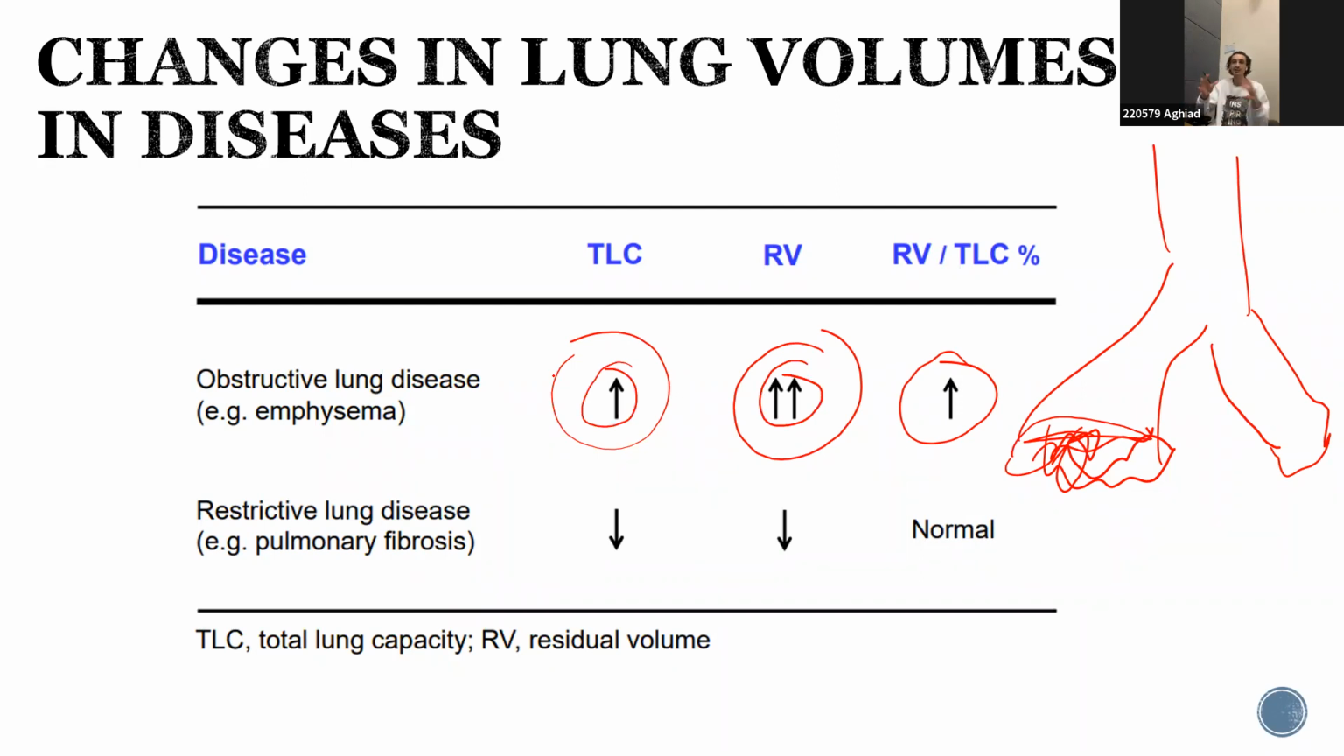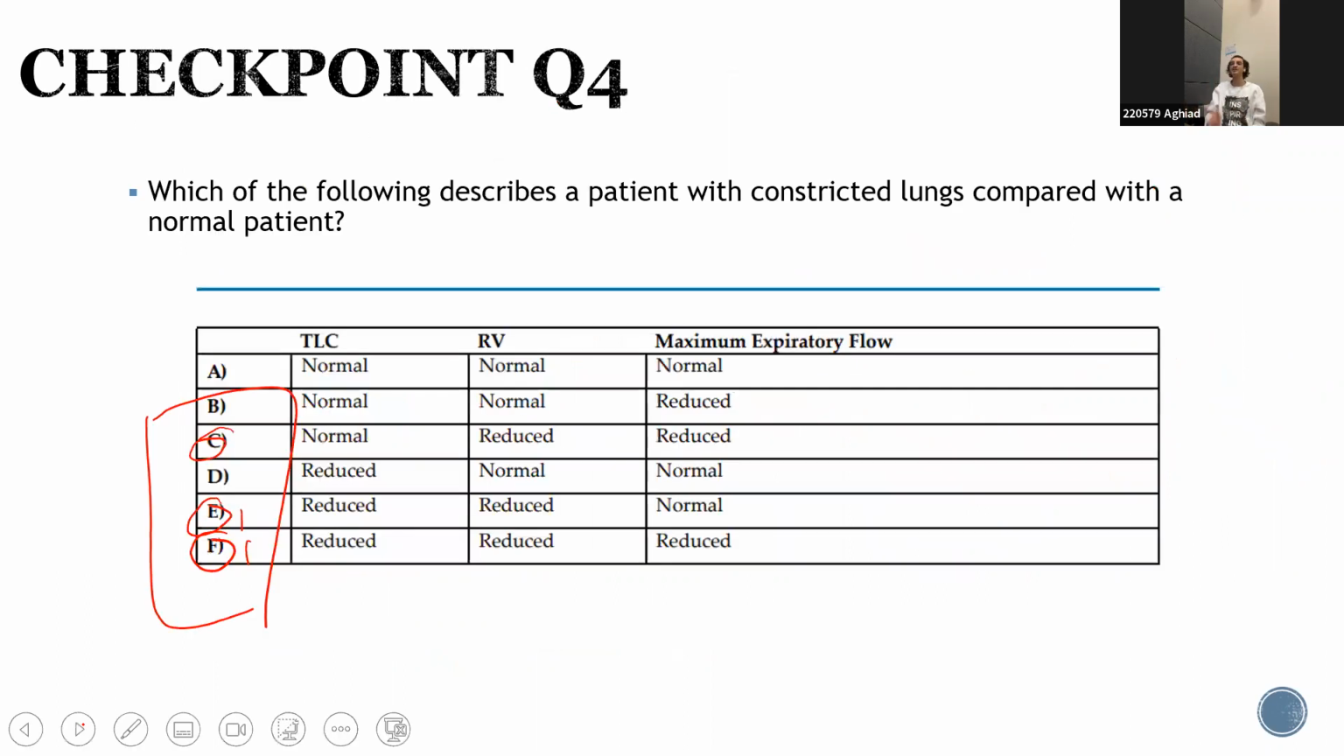However, in restrictive lung disease, like pulmonary fibrosis, you guys know what pulmonary fibrosis is, right? The lung capacity decreases, and so does the residual volume. Because of that, they decrease equally, so the ratio is normal, but it's still a pathological condition. So I hope it's clear now. Now I need to see the answers here.